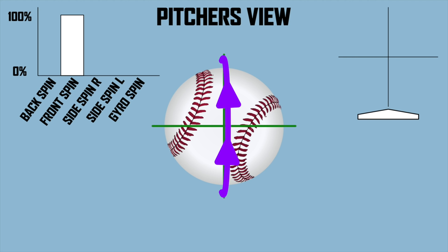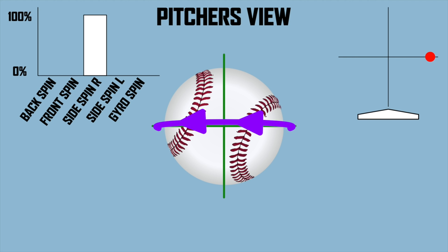And you can see this is going to produce movement straight down, nothing to the right and nothing to the left, straight down. And you can see that in the top right corner here. And in our little bar graph in the top left, you can see it's going to be 100% front spin. Similarly, if this is spinning dead to the side, you can see the dot move over there to the right.